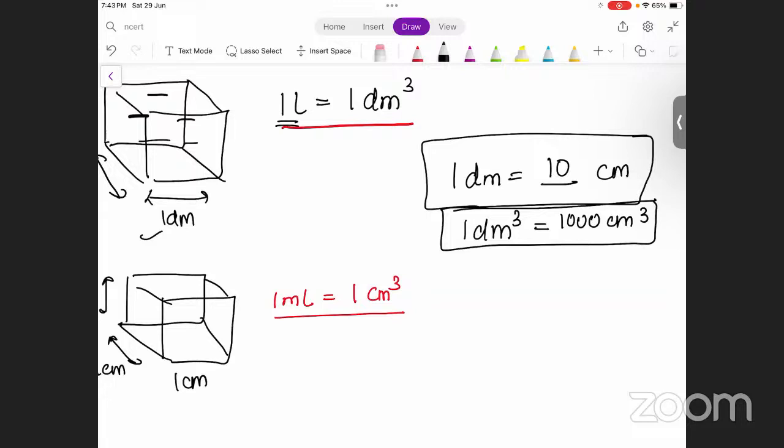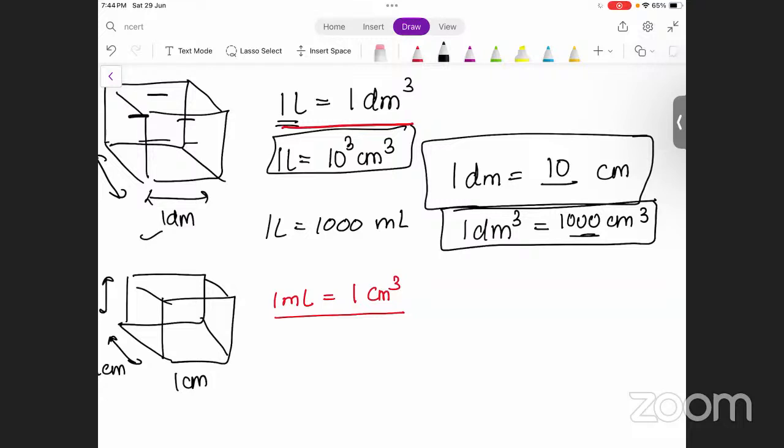So now you know what 1 liter is. 1 liter is equal to 10 raised to the power 3 centimeter cube. How did I write 10 raised to the power 3? We have 3 zeros here, right? So we write 10 raised to the power 3 centimeter cube. Now, do you know the relationship between liter and ml? That we all know: 1 liter is equal to 1000 ml.